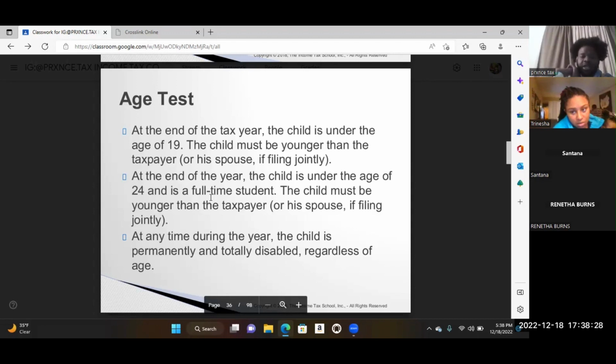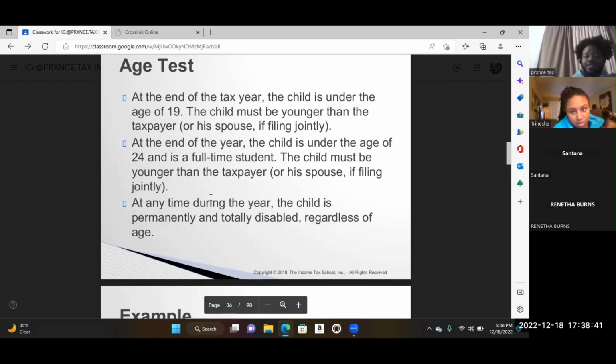All right, so as long as they're under the age of 24. If they're 25, they have to do this themselves. They're not going to receive the EIC credit. At any time during the year, if the child is permanently and totally disabled, these individuals can be any age, claimed by anyone that is related to them. Okay.